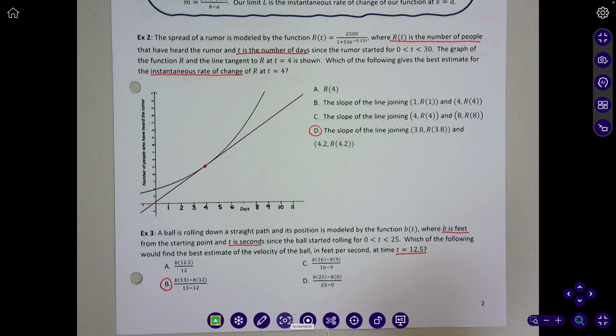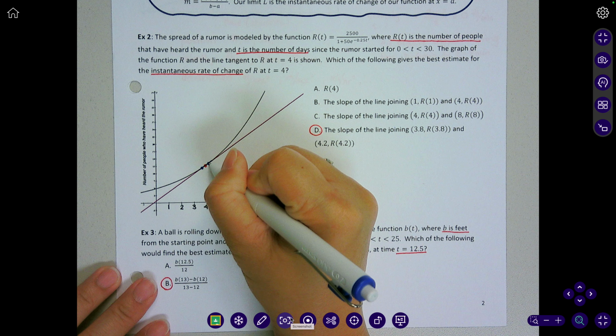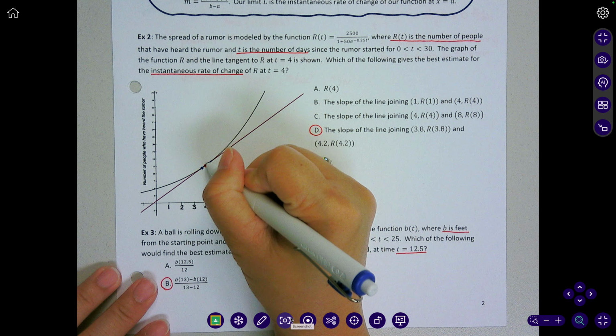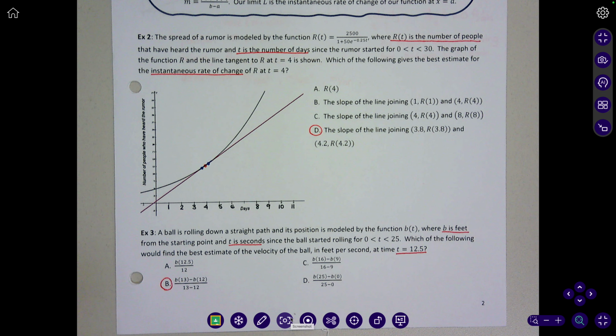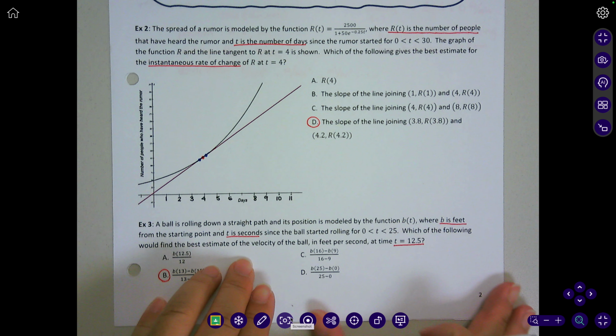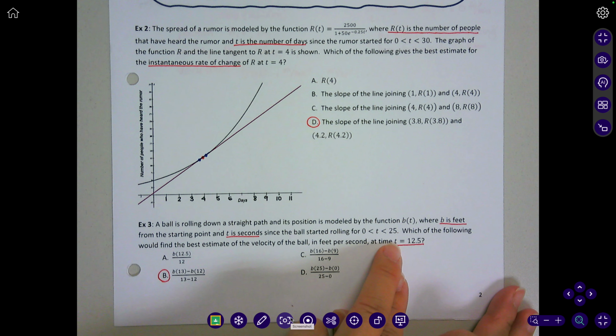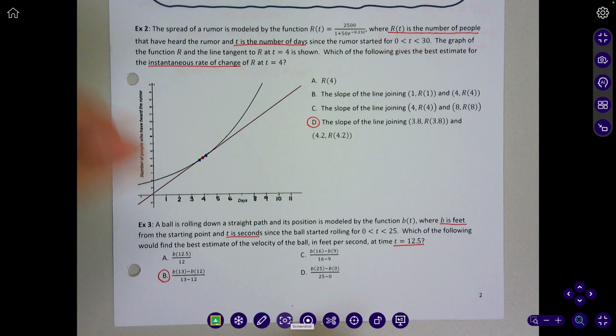So in this case, the best choice is when you look at the point 3.8 and 4.2. If I want to find the slope between these 2 points, then eventually I can find the slope at that point that I want, which is 4. So the key idea is, if I want to find the slope at a particular point, make sure you choose the 2 x values where that point is in between and closest to it. Questions on that?